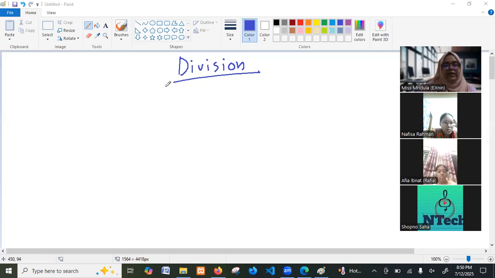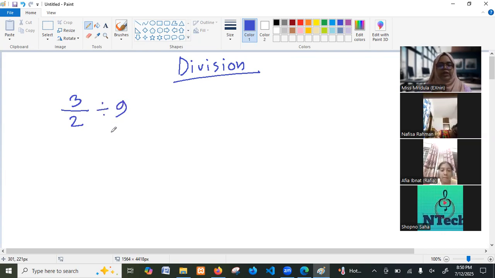Okay. So the one thing that needs to be known is that we can't do division directly in fractions. Okay? We have to take the help of multiplication. If I give you a fraction, suppose I have 3 by 2 divided by 9. Okay, so you can see that we have a fraction and we have an integer number. So do you know that if we have an integer number like 2, we can write it in the form of a fraction?